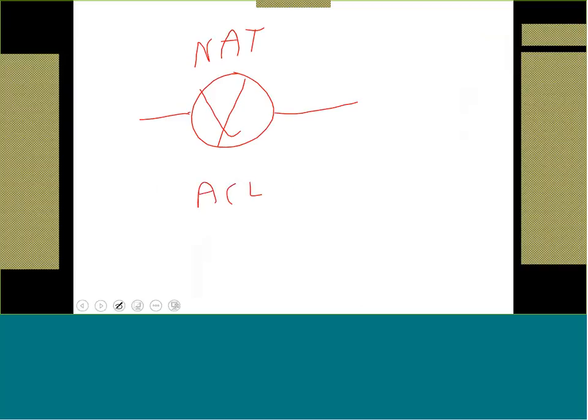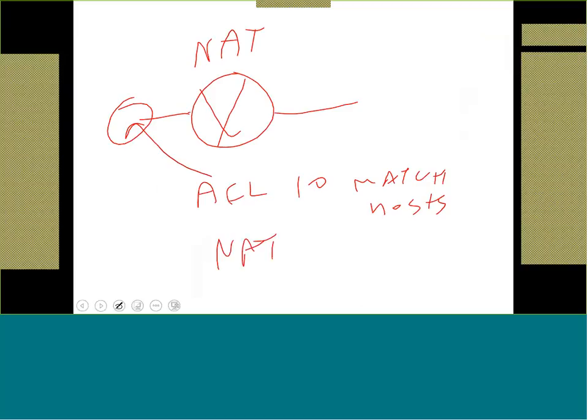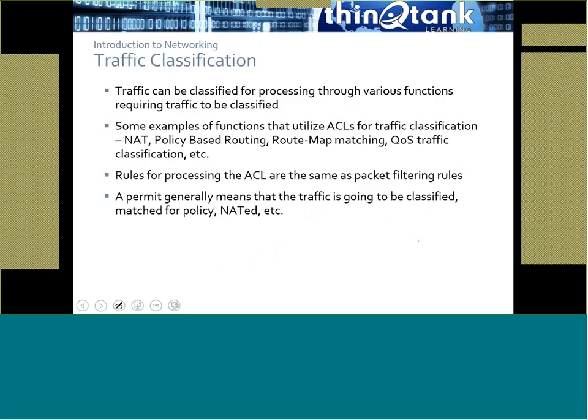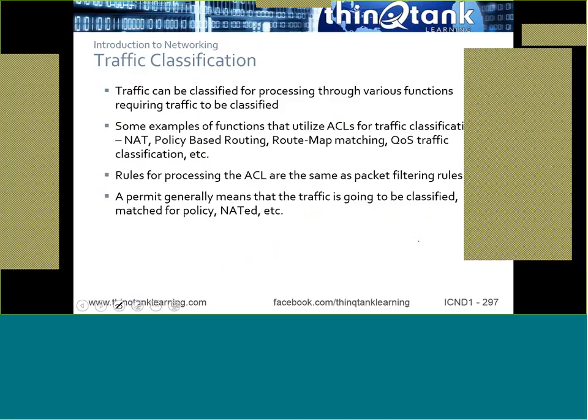So what am I going to do? I'm going to have an ACL, we'll call it 10, to match the PCs, match my hosts. These hosts are over behind this network. Then my NAT policy says go ahead and NAT if the traffic is matching access list 10. So we're not actually using the access list in this case to filter traffic. We're using the access list to match a policy. I'm going to show you more about that later on when we start to look at some configuration examples.